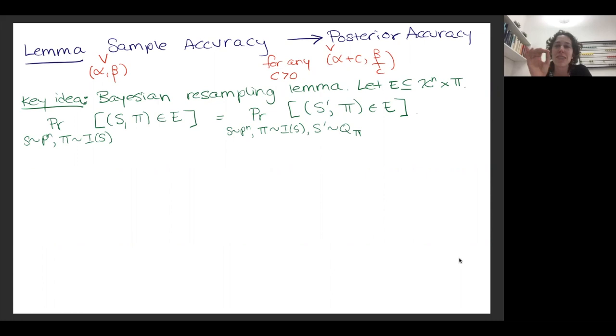The idea here is you can imagine that after this interaction between the mechanism and the analyst runs and yields some transcript, you were to resample a data set from that induced posterior distribution. This resampling of the data set doesn't change the joint distribution on data sets and transcripts. The joint distribution you would get from data sets and the transcripts that they generate, versus transcripts generated and data sets sampled from the posterior, are the same joint distributions. And this observation is going to allow us to do a clever resampling inside the proof here.